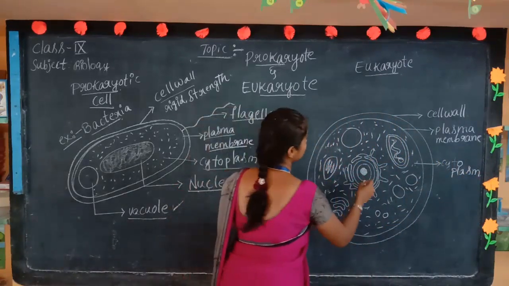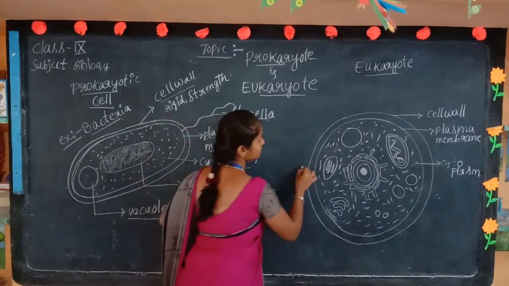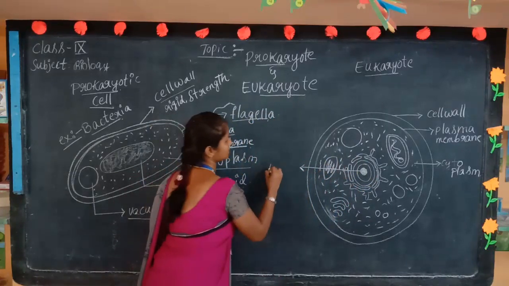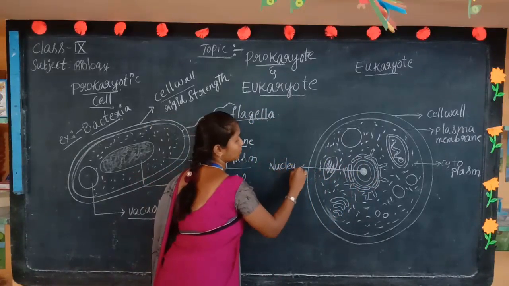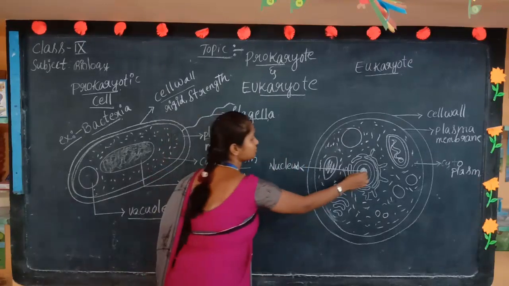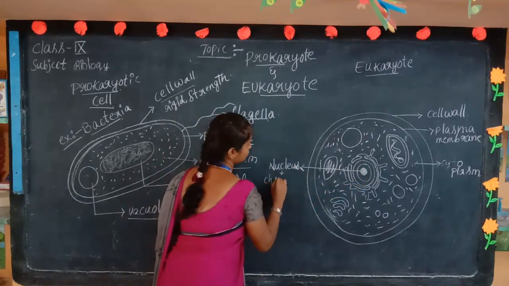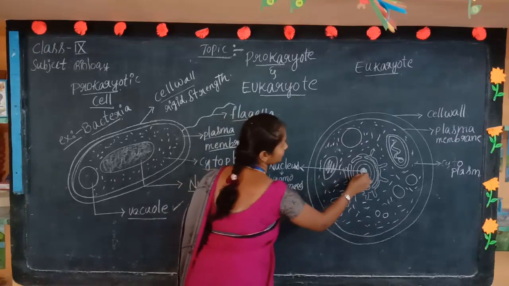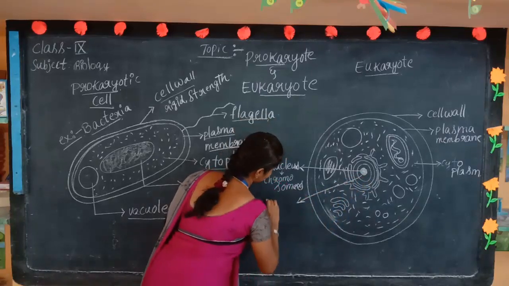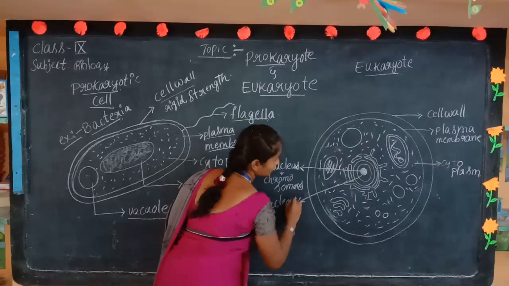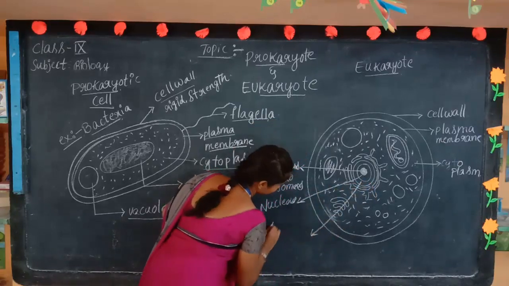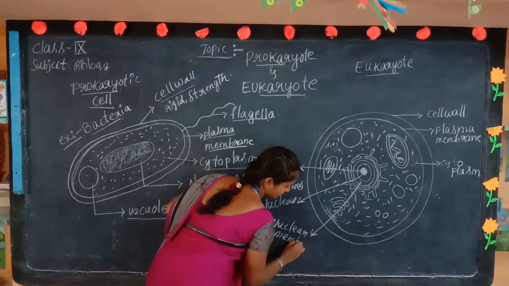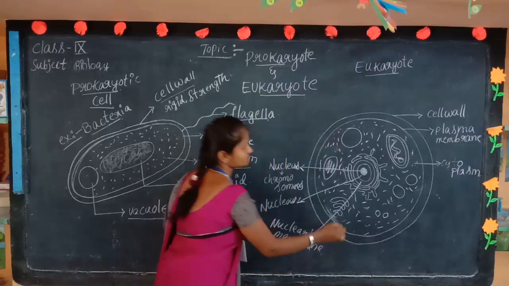Cytoplasm. And next, as we already discussed in the last session, there is a central role-playing part in a cell. That is nothing but the nucleus. This nucleus contains the chromosomes. What does the nucleus contain? Chromosomes. And this we may call the nucleolus. And the nuclear membrane. Is the nuclear membrane there? Yes, we already discussed that in the eukaryotic cell the nuclear membrane will be present.